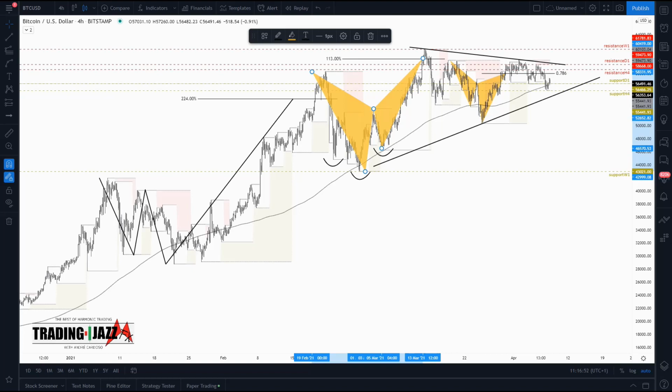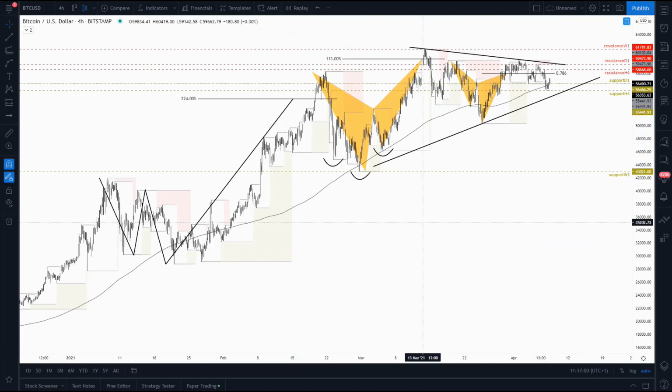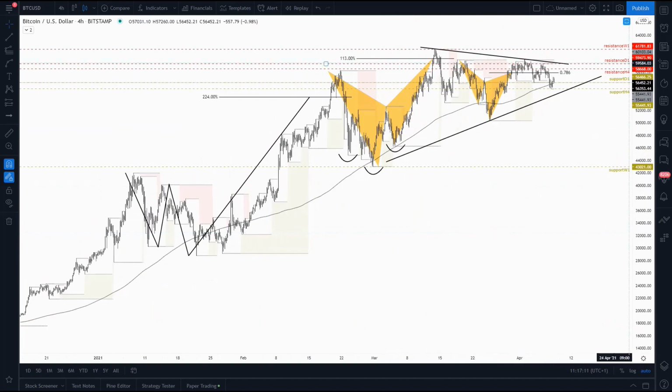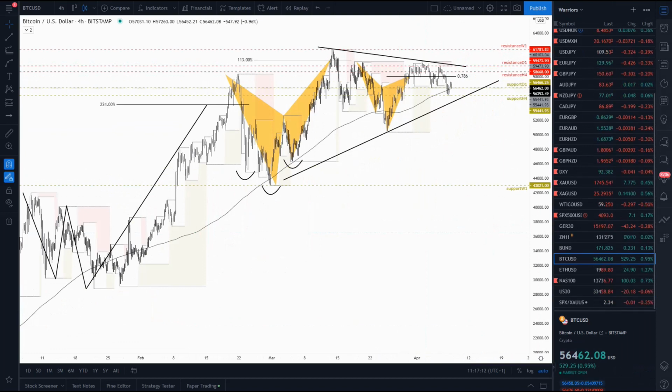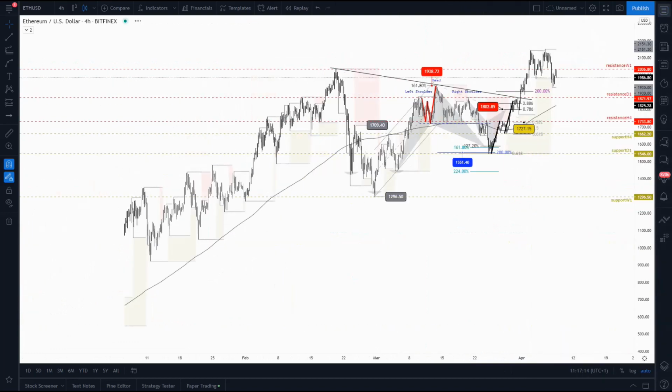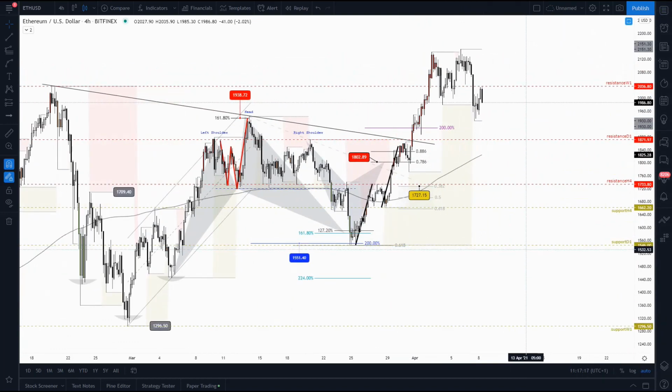And today I want to share some of the charts that I shared before, and let's try to update some of those patterns. And I also want to share something that may happen for Bitcoin and eventually should be followed by Ethereum also.